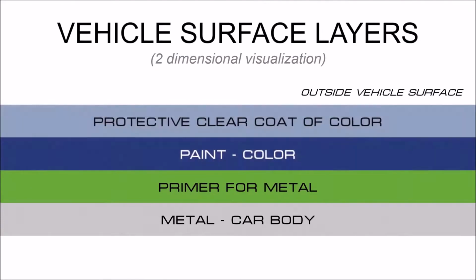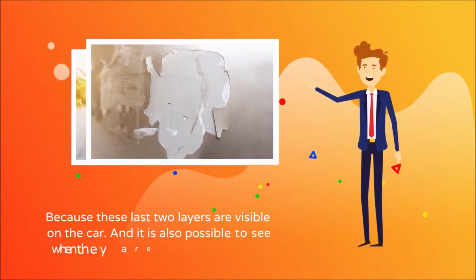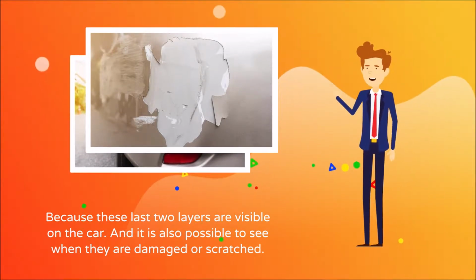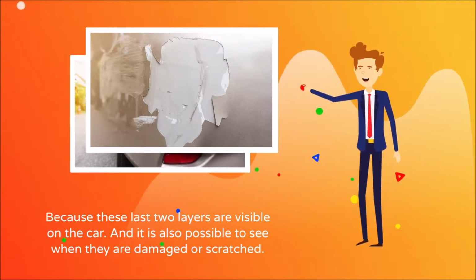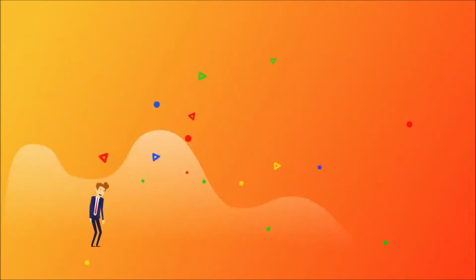The most important layers for the surface shine of the car are the last two, paint and the transparent protective layer, because these last two layers are visible on the car. And it is also possible to see when they are damaged or scratched. The picture is an example of serious damage to the third and fourth layers. Therefore, the second primer coat can be seen.